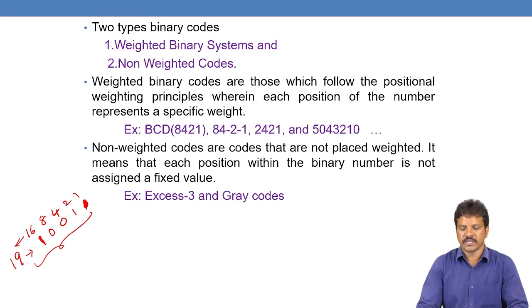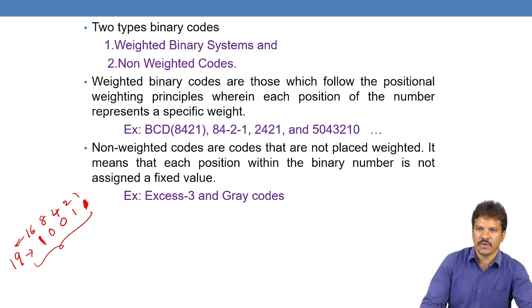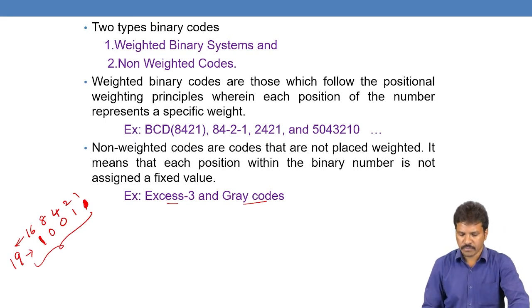And non-weighted codes are the codes which do not have any weights placed in the code. It means that each position within the binary number is not assigned a fixed value. It may be some other value. The examples of non-weighted codes are the XS3 code and Gray code. Now let us see one by one what the weighted codes and non-weighted codes are and what their properties are.